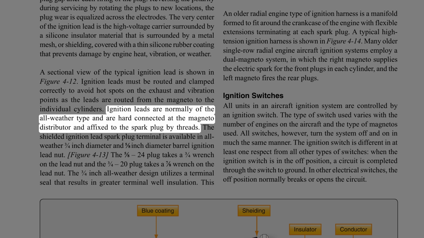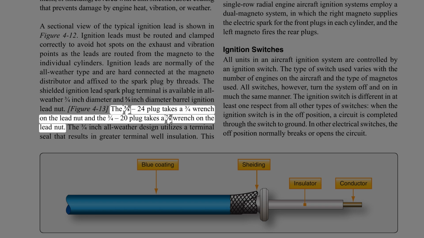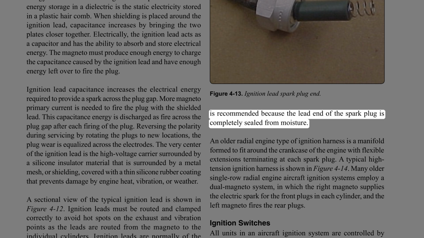Ignition leads are normally of the all-weather type and are hard connected at the magneto distributor and affixed to the spark plug by threads. The shielded ignition lead spark plug terminal is available in all-weather 3/4 inch diameter and 5/8 inch diameter barrel ignition lead nut. The 5/8-24 plug takes a 3/4 wrench on the lead nut and the 3/4-20 plug takes a 7/8 wrench on the lead nut. The 3/4 inch all-weather design utilizes a terminal seal that results in greater terminal well insulation. This is recommended because the lead end of the spark plug is completely sealed from moisture.